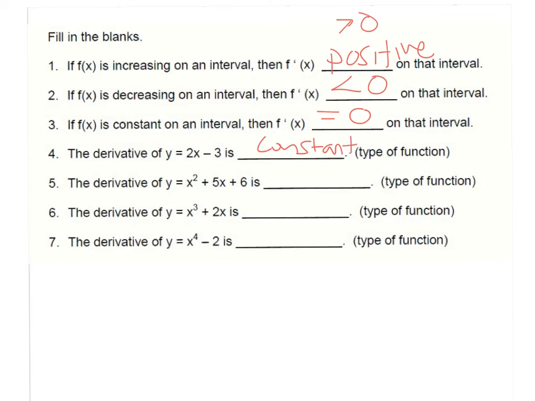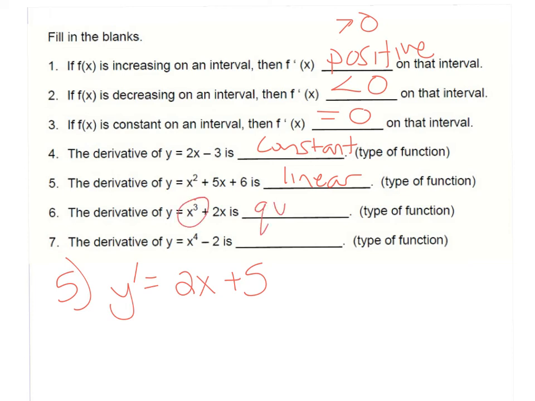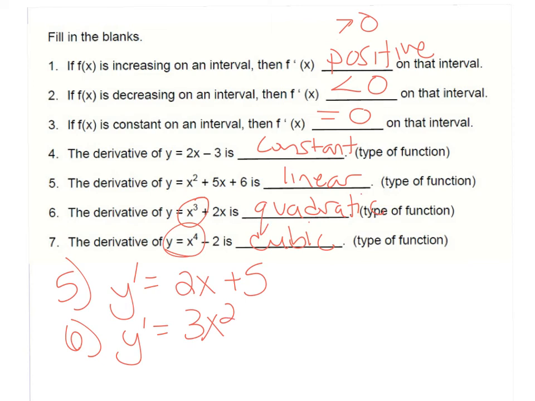The derivative of a quadratic will be linear, because if you think the y prime, that's going to get us 2x plus 5. That's a linear function. A cubic, the derivative of a cubic is always quadratic. And the derivative of x to the fourth is always cubic. That works because each time you take the derivative, you reduce your exponent by 1. So the cubic becomes quadratic, the quartic, or the x to the fourth becomes cubic.